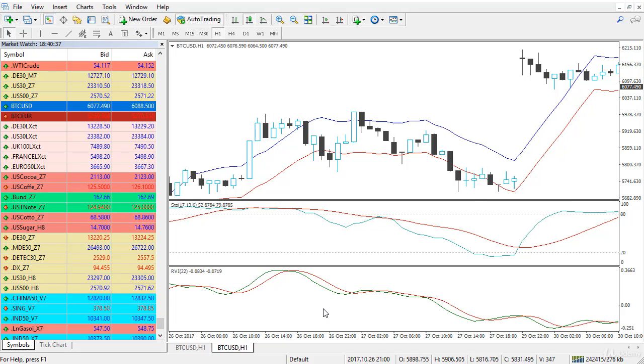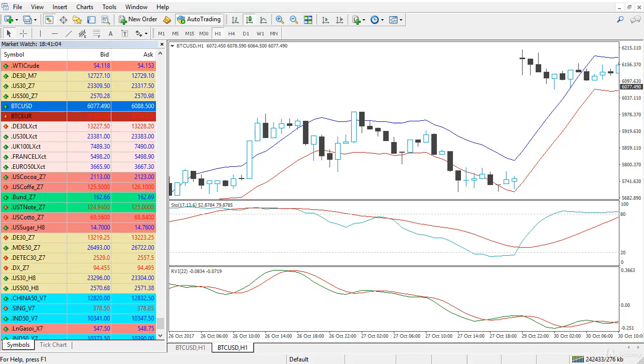Okay, and simply we have the buy signals, guys, when the green line is crossing the red line. So the RVI crosses the signal line. You can say that the red line is the smoothed EMA of the green line, of the RVI.